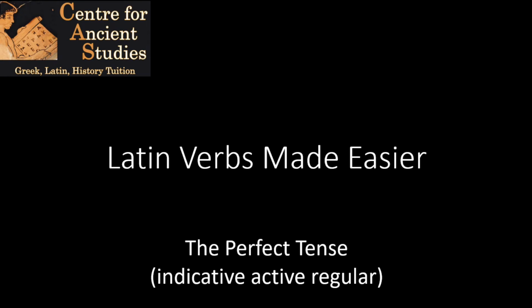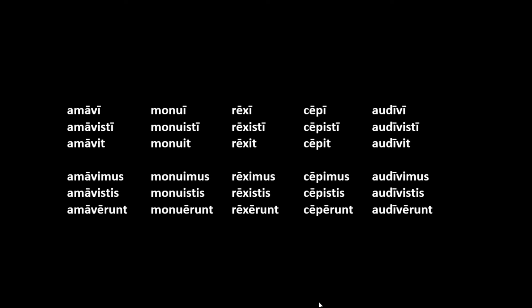In this lesson, I will explain how to recognize and perhaps how to form the perfect tense of the Latin verbs. That is the perfect tense of the indicative, active, regular verbs. Here they are. These are the four, or the 4.5, or perhaps the 5 main classes of verbs in Latin, and here are their sample perfects.